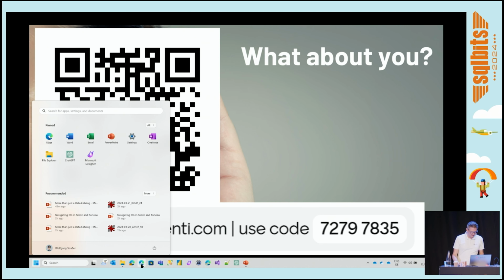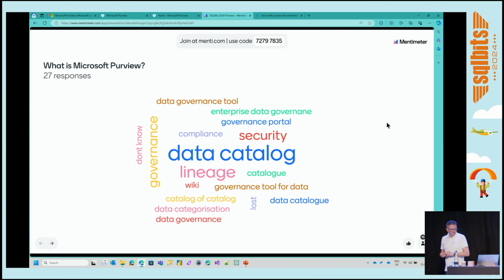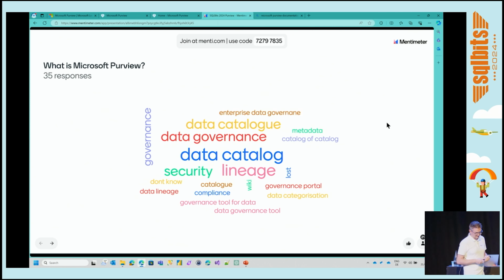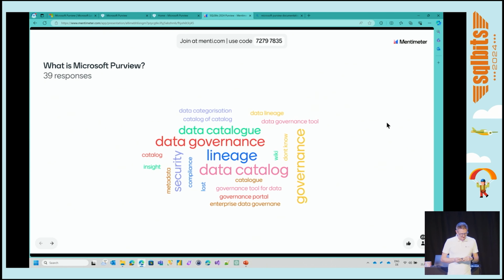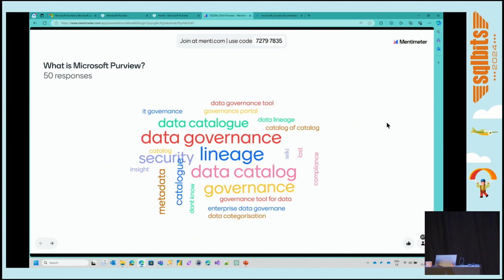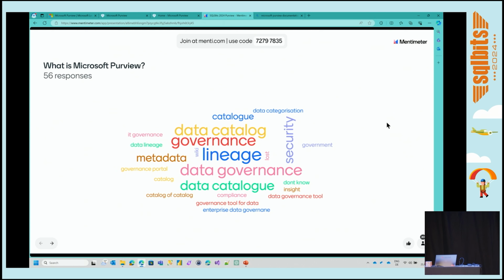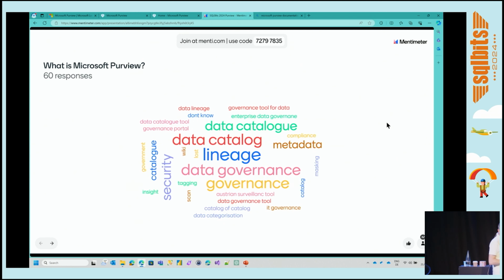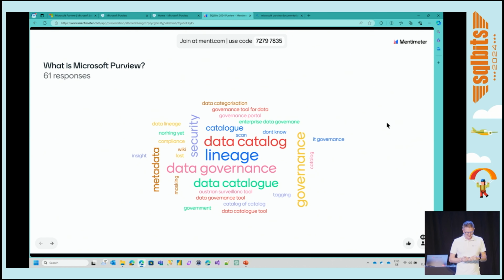Let's see. We've got the data catalog, data governance. We've got the governance portal. We've got the data lineage. We've got enterprise data governance. There's security in there. There's data lineage in there. I have to wait a little bit. I'm getting some turbulences during the flight. 32 answers. Still some answers coming in. Scan, tagging, cataloging, governance, masking, insights. So it's quite a distributed topic area you put in.